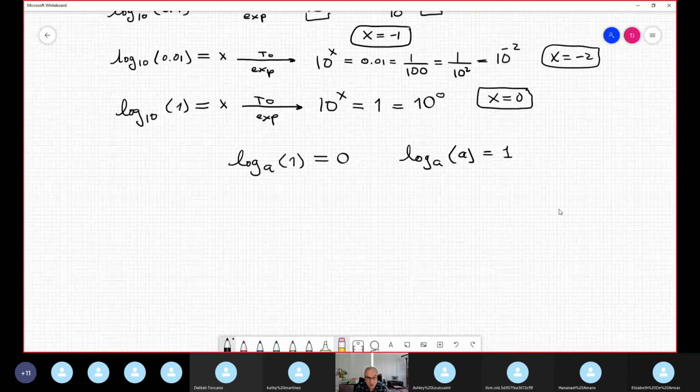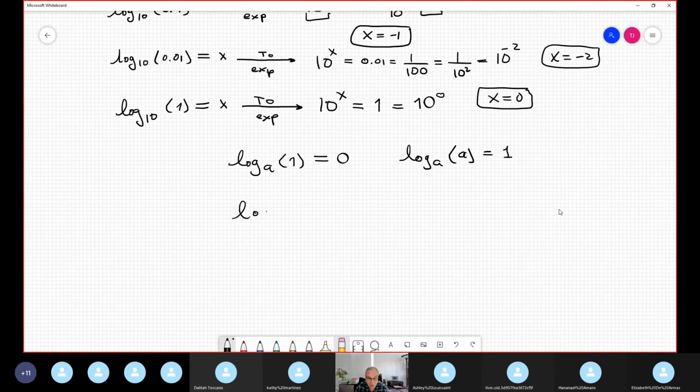Very important to understand: the logarithm of any base of a negative number is undefined. It's totally out of the domain. And the logarithm of 0 is also undefined, regardless of the base. Undefined.